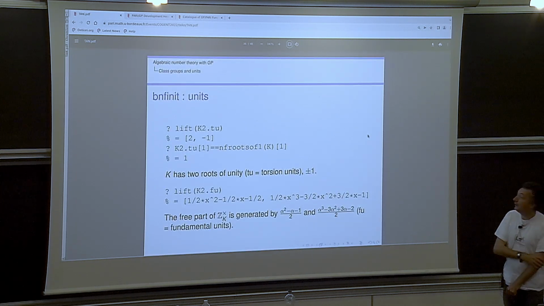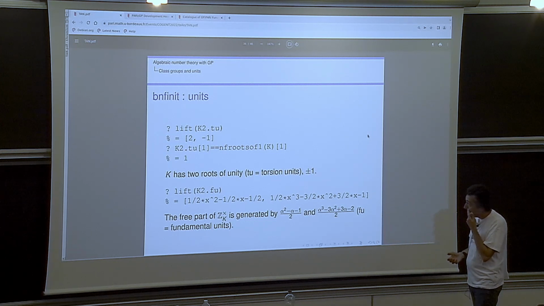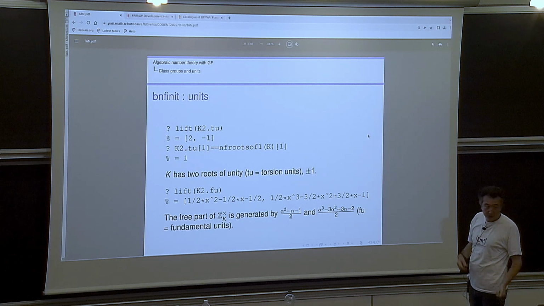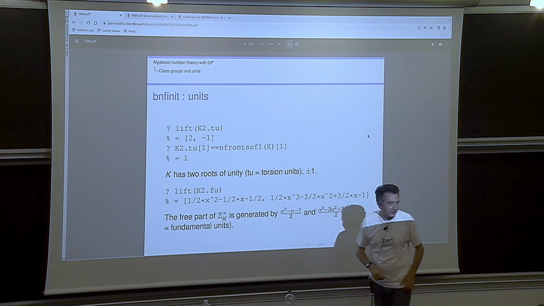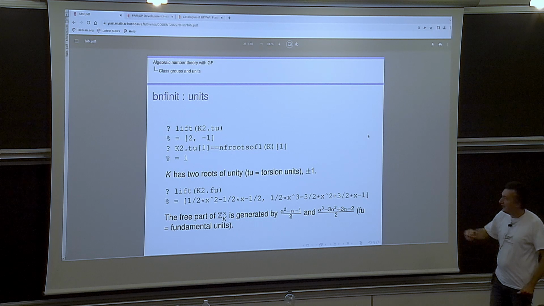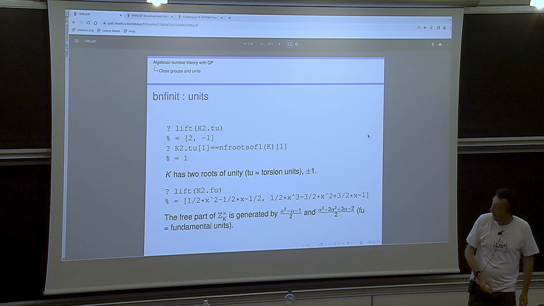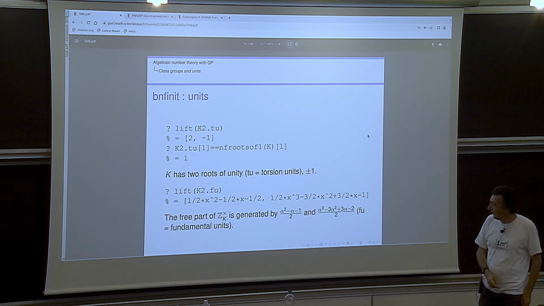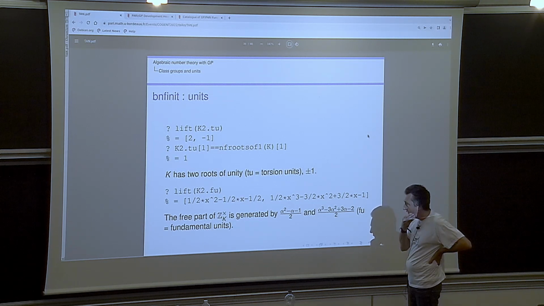And the units. There are two kinds of units, the torsion unit and the fundamental unit. So k2.tu is for the torsion unit. So here we find that -1 is the only torsion unit. And so we see that it's the same as asking for the roots of unity of k, which makes sense. And the fundamental unit, so here there are two fundamental units. So they are more complex.